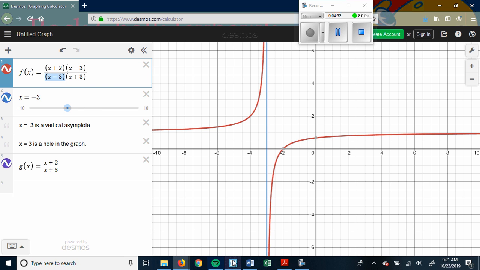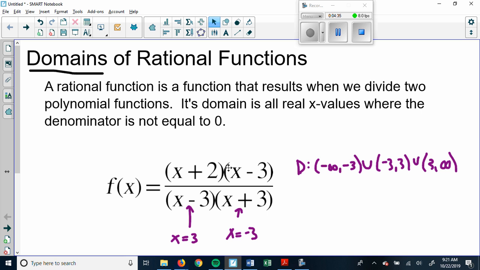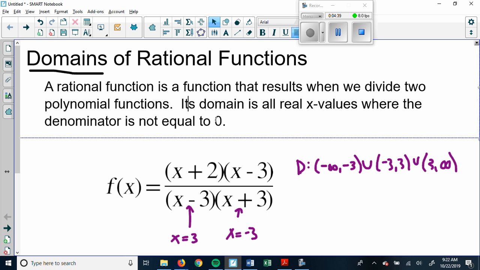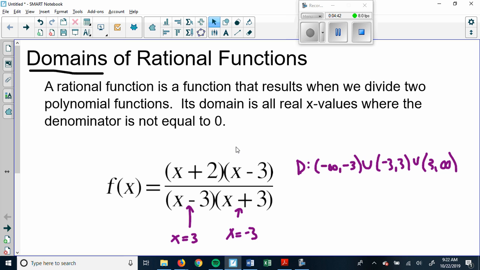Those are the things you need to look out for when we're finding the domain. So how about we correct that? There we go. Its domain is all real x values where the denominator is not equal to 0. So these are all the places where the denominator is not equal to 0, even though we had to exclude this here, which we could cross out, but technically we cannot because it's in the original part. So that creates a hole at x equals 3.